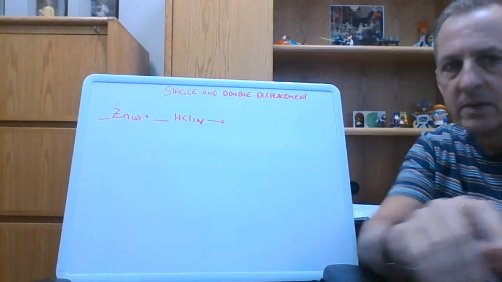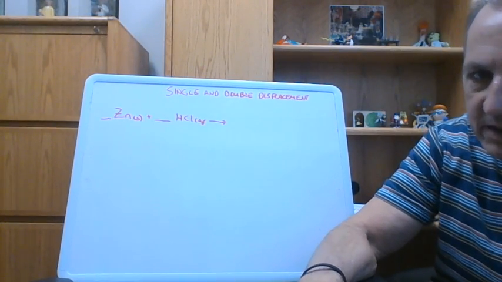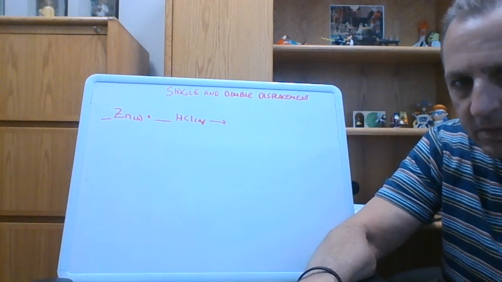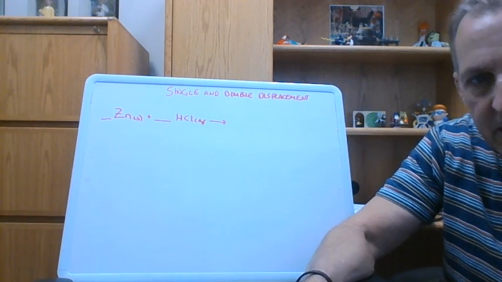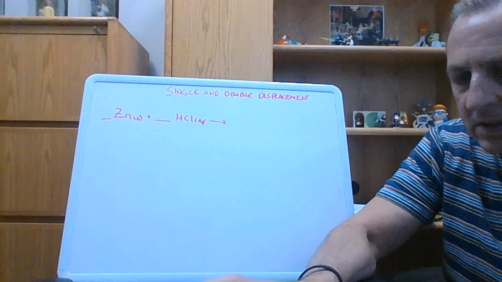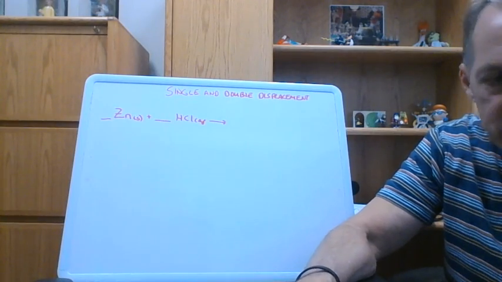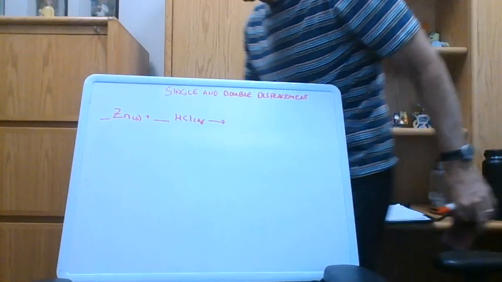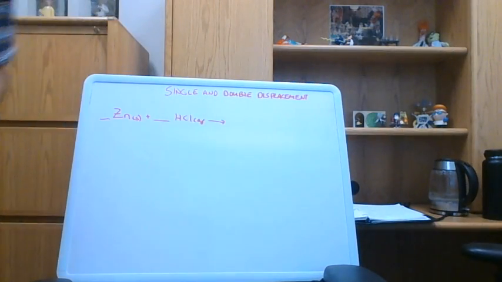One of the things students sometimes have trouble with is predicting the products of a single displacement reaction or a double displacement reaction, and then balancing the equation and determining the states of matter. So we'll do a couple more practice problems of single displacement and double displacement reactions.